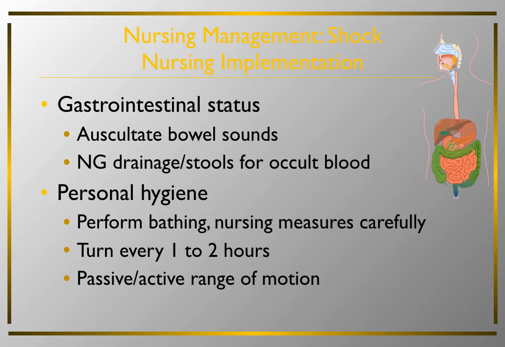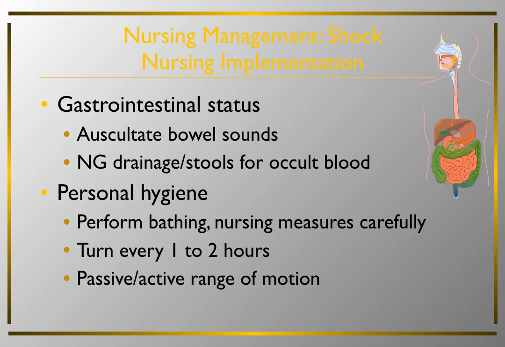Auscultate bowel sounds at least every 4 hours and monitor for abdominal distension. If an NG tube is present, measure drainage and check for occult blood. Remember, check for ulcers, for instance. Similarly, check all stools for occult blood, which would also indicate an ulcer. And ulcers can occur with someone in shock because their body's under stress.